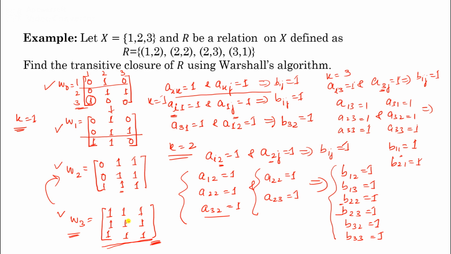So I hope that you got the concepts of Warshall's algorithm and how we can find closures for different types of relation, reflexive, symmetric and transitive closure, and further how we can apply Warshall's algorithm for finding the transitive closure of a relation.